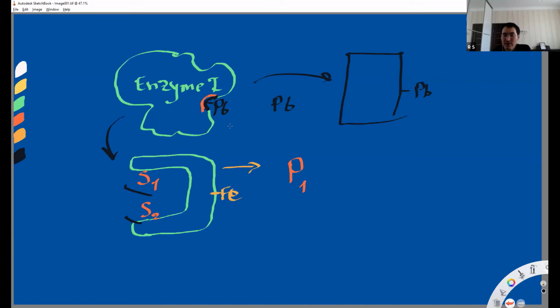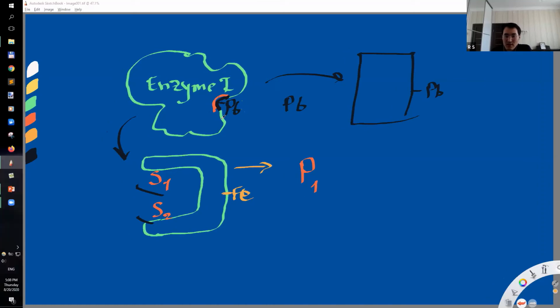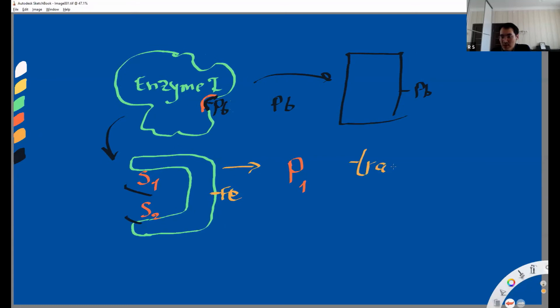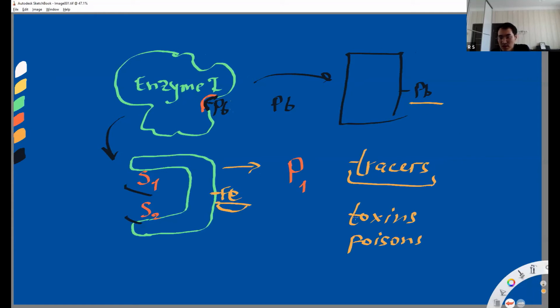That's why we have tracers, and these are efficient or beneficial elements. And we also have toxins, or poisons. That's why plumbum is a poison and ferrum is the tracer. So they work against each other, but only in particular places and particular enzymes.